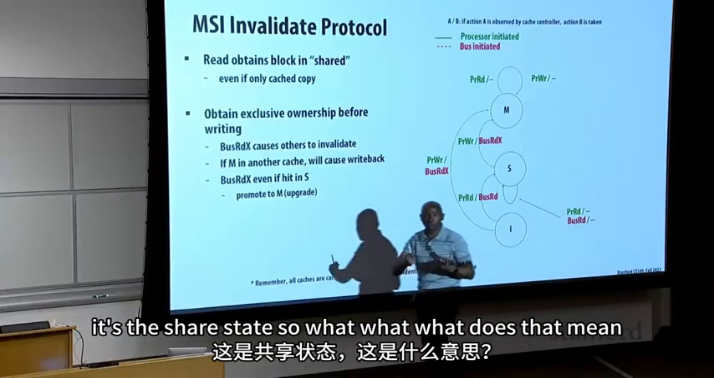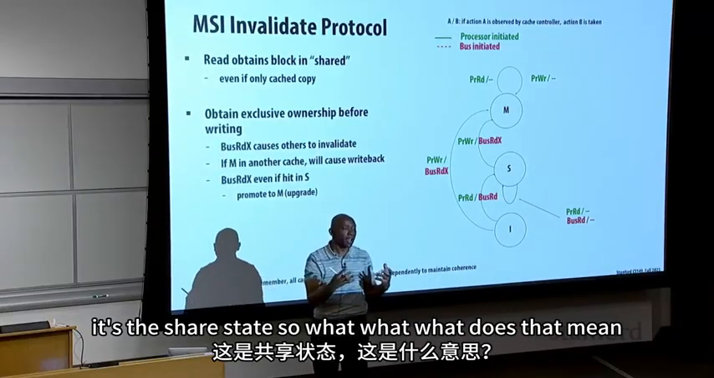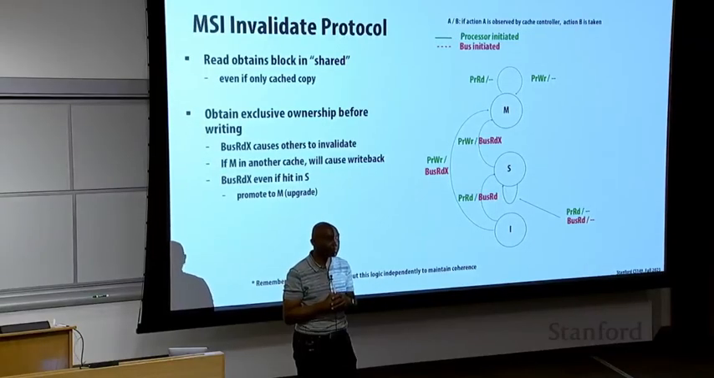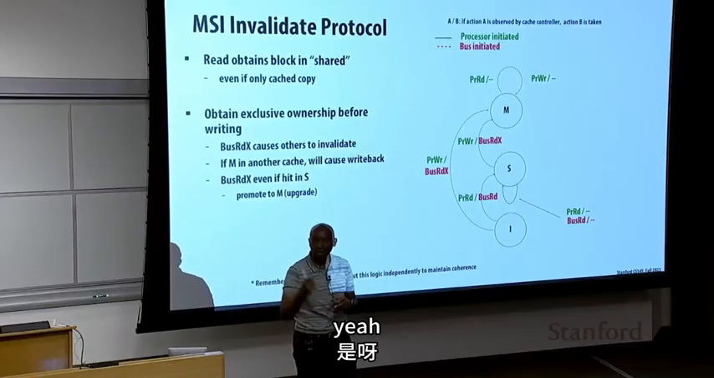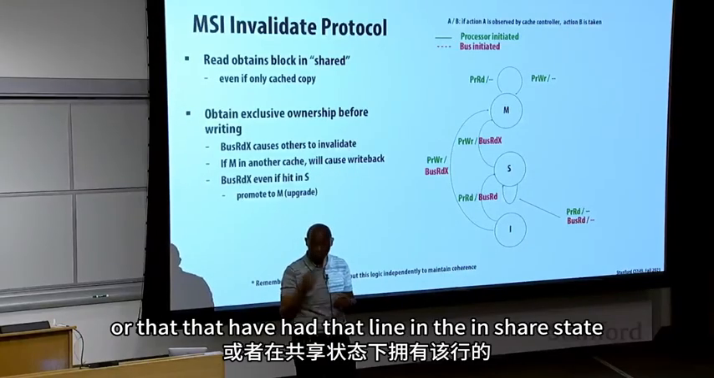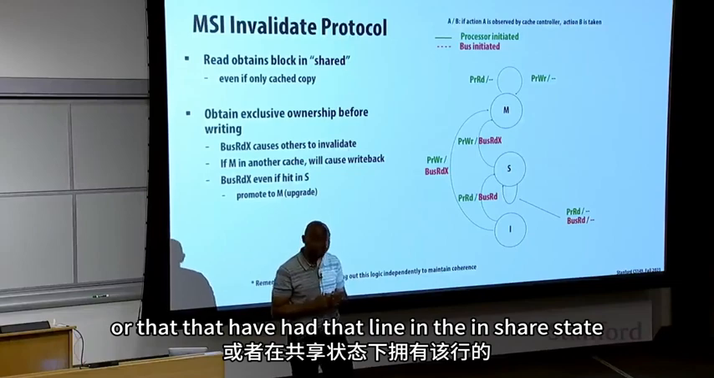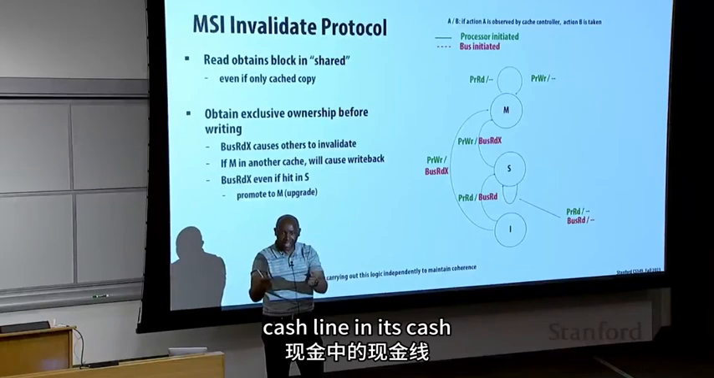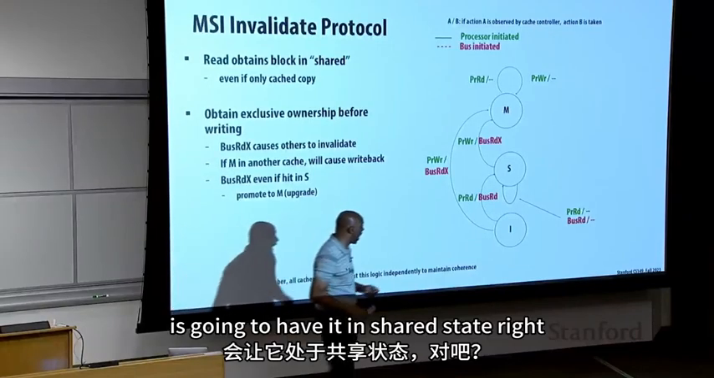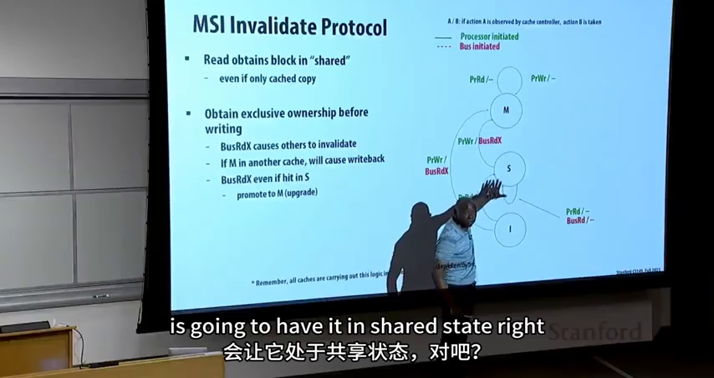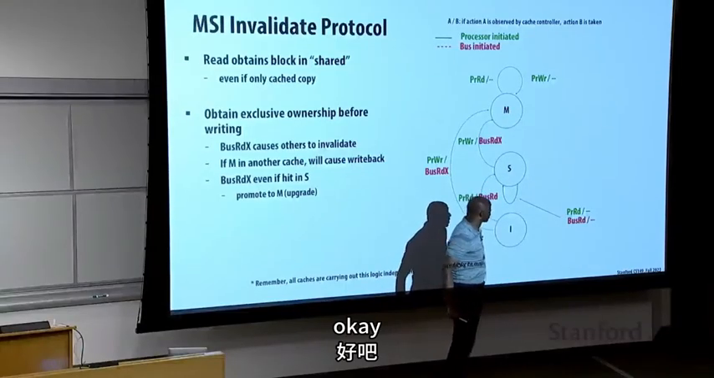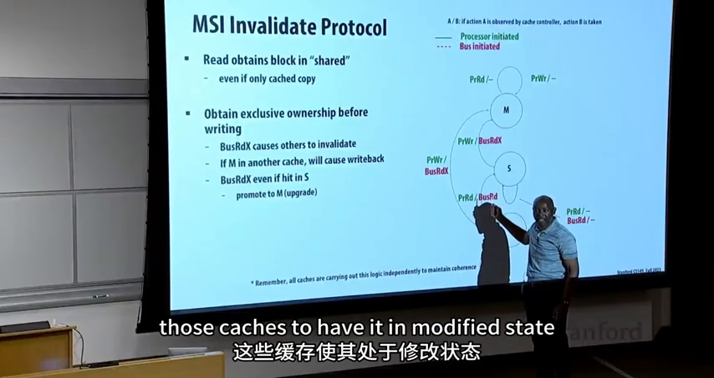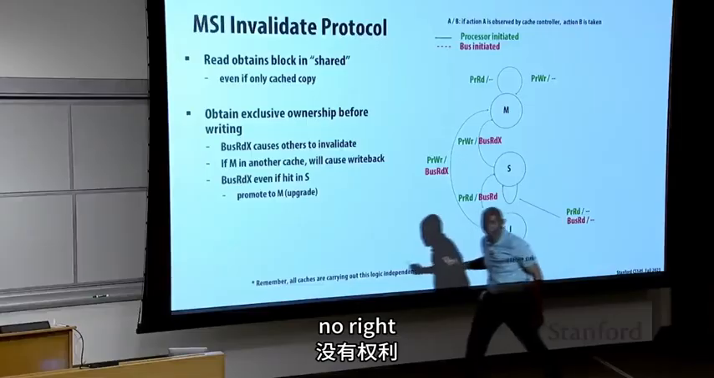So what does that mean about the state of the cache line in the system? It's the same across all the caches, all that have that line in shared state. So any cache that has that cache line in its cache is going to have it in shared state, right? Is it possible for any of those caches to have it in modified state? No, right?